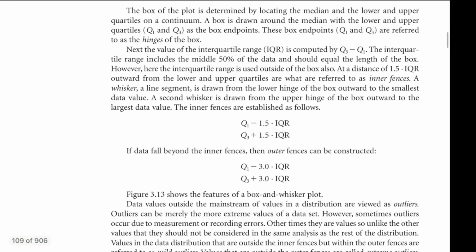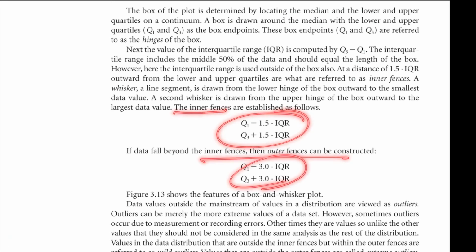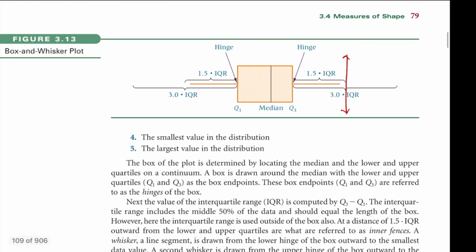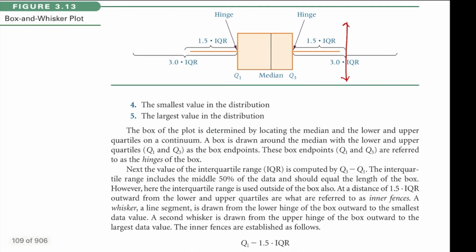Now if you come back here, you will see the formulas for the inner fences and the outer fences. You are increasing the boundary by 3 times IQR. If you see this, this is Q1, this is Q3. The inner fences were still here, till here, and then you are extending the outer fences by 3 times IQR.